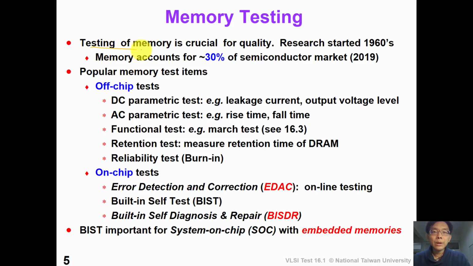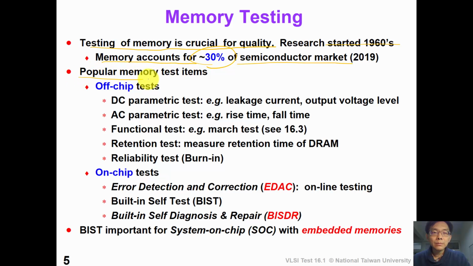Testing of memory is crucial to guarantee the quality, and the research of memory testing has started as early as the 1960s. Nowadays, memory accounts for almost 30% of the semiconductor market. So we know that testing memory is very important.